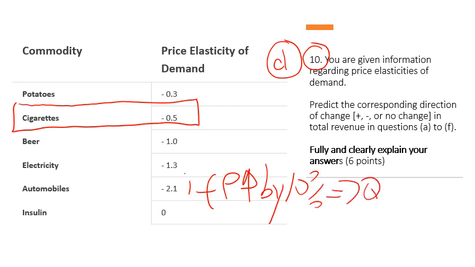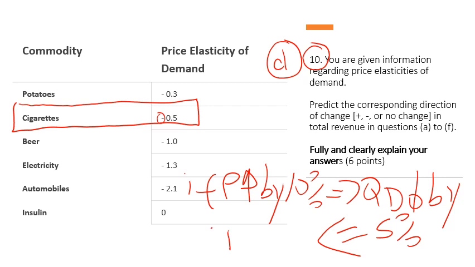what happens to the quantity demanded for cigarettes? Again, there's a negative sign there, so QD will drop by how much? By 5%. So once again, we want to know what happens to total revenues. Well, price up by 10, quantity demanded down by 5, which is the stronger effect? It's the price effect. So TR, total revenues, go up.